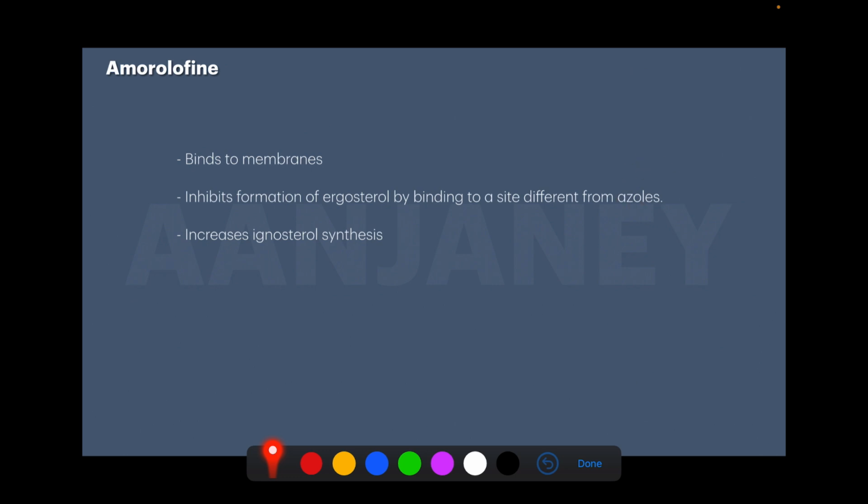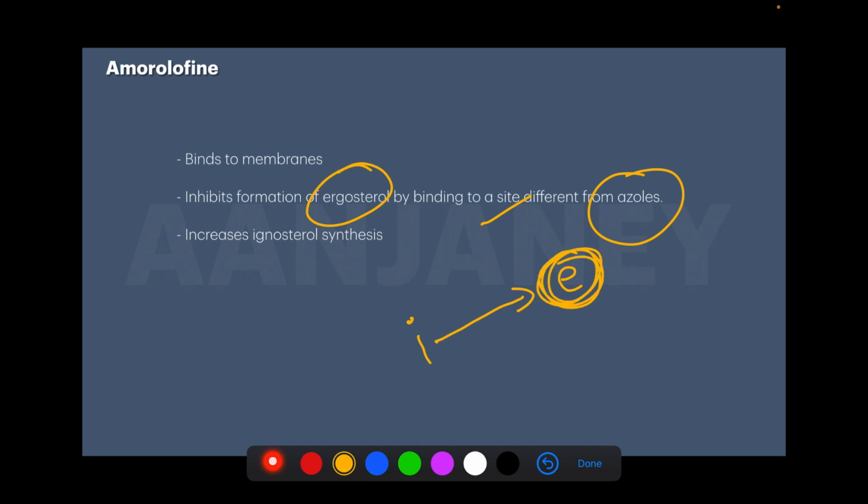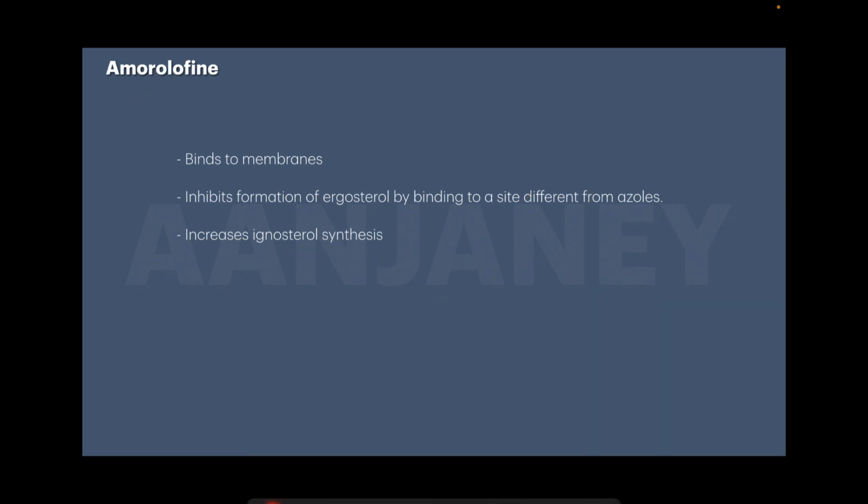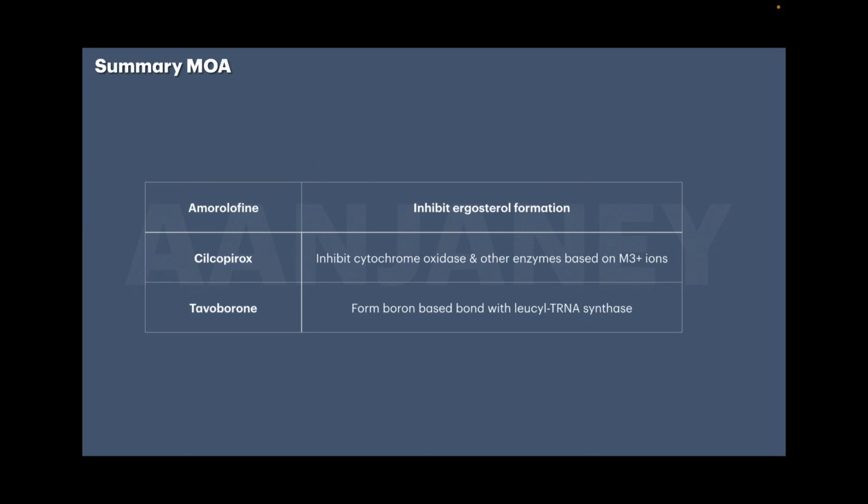Now these drugs, the azoles, are also doing the same thing, meaning they are also inhibiting ergosterol formation, but they bind at a different site. So let's say we have ignosterol from which ergosterol is being formed. To inhibit the formation of ergosterol, we need to stop this pathway, right? And if we stop this pathway, there will be an increase in ignosterol. So these drugs increase ignosterol synthesis. So this is a summary of all these three drugs acting.